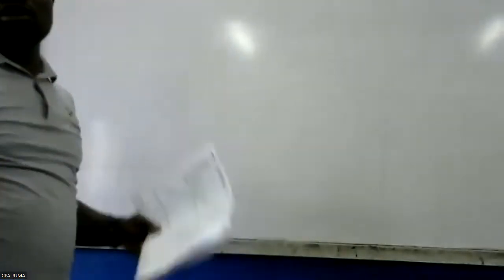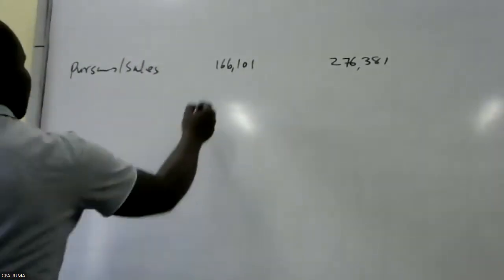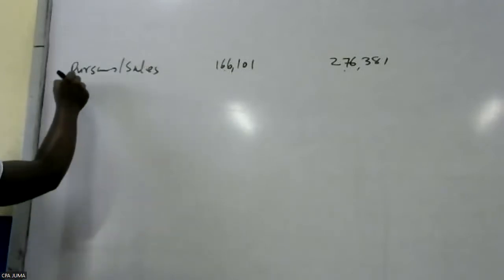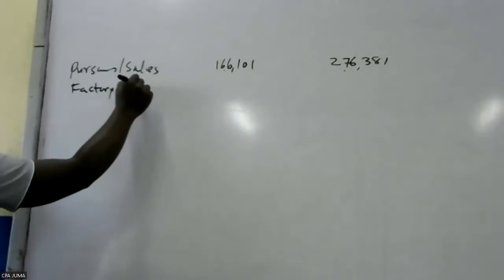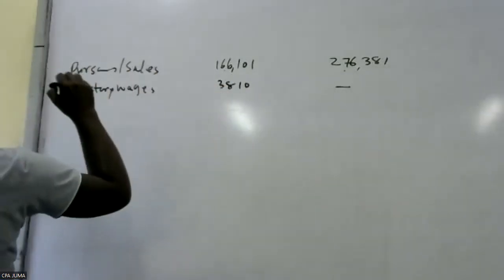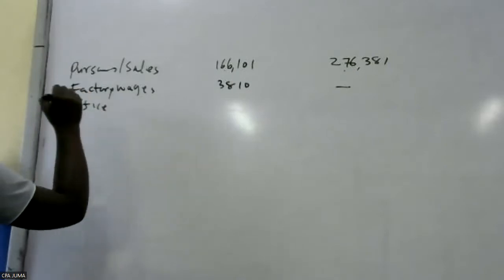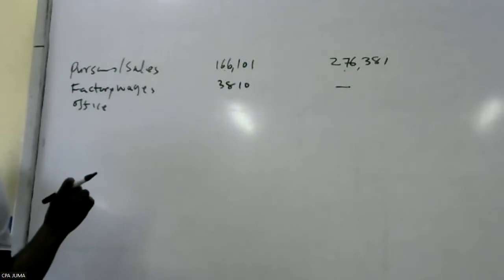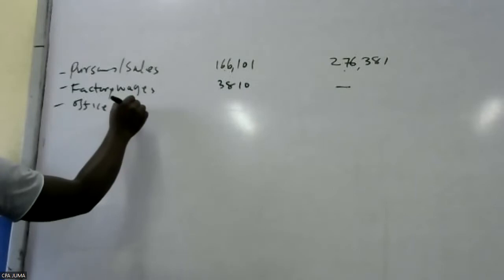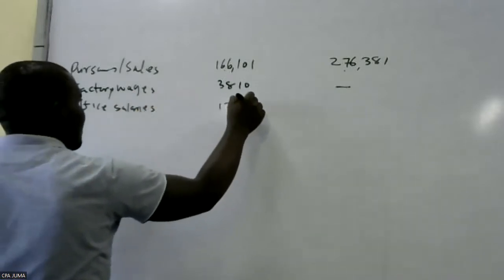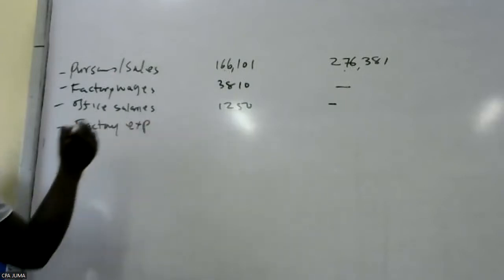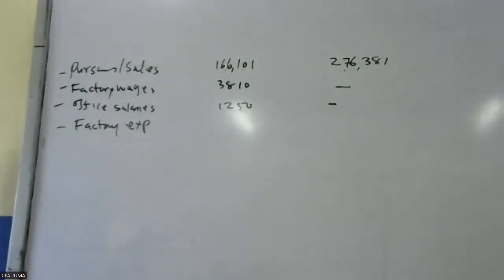Purchases tumepea hiyo online. Purchases is this, sales is this. Then factory wages 3810. Sindio? 3810. Office salaries. Office salaries. How much? 1250. Factory expenses. So factory expenses.